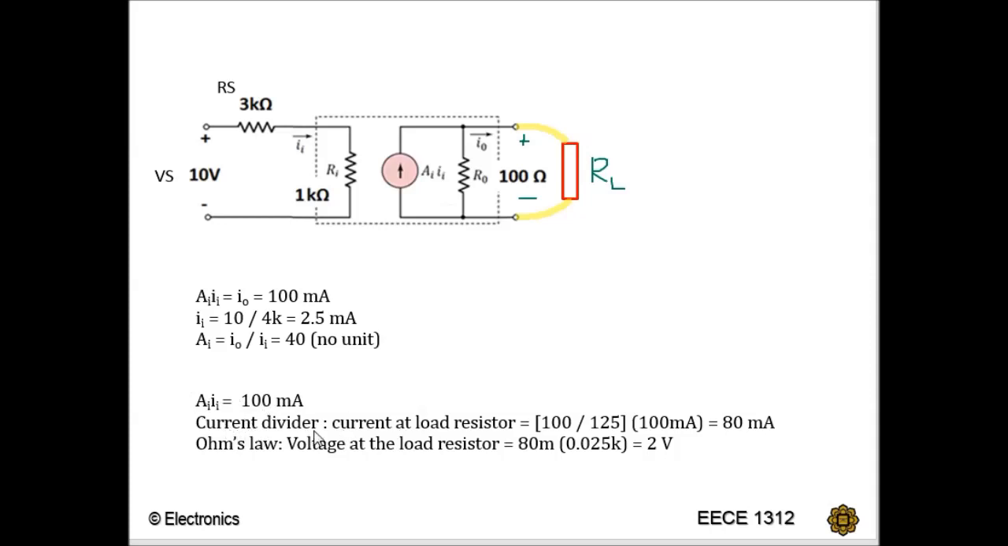Just use current divider, current at the load resistor. So you want to know the current here. The numerator will be R0, 100 ohm over 100 plus 25. Multiply with your current source, 100 milliampere, and you get 80 milliampere. Then don't forget Ohm's law: you multiply I out with RL and you get 2 volts. So that is the solution for this example.